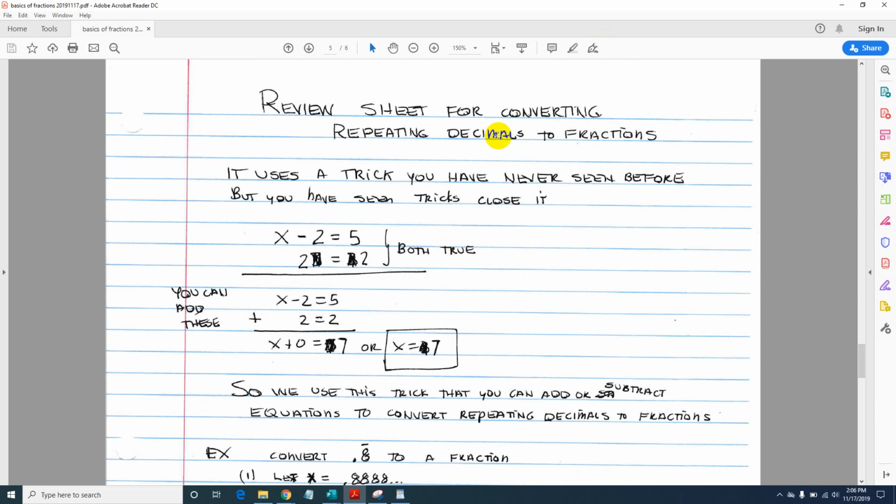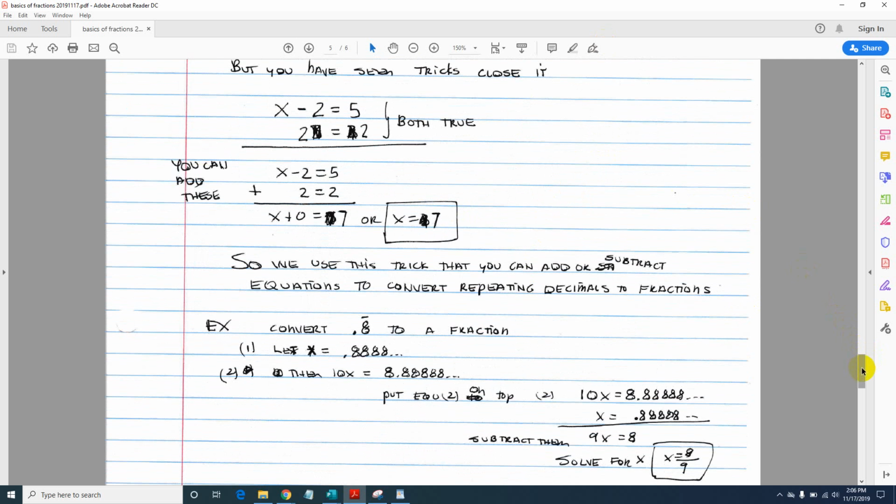Okay, it uses a trick that you've never seen before, but you've seen tricks close to it. For example, look at this. You have an equation, right? Look at this one over here. x minus 2 is 5, and 2 equals 2. Both of these equations are true. It turns out that if you have two equations that are true, you can add or subtract them with each other. So if you take these two equations and add them together, the 2's cancel, and the 5 and the 2 make a 7.